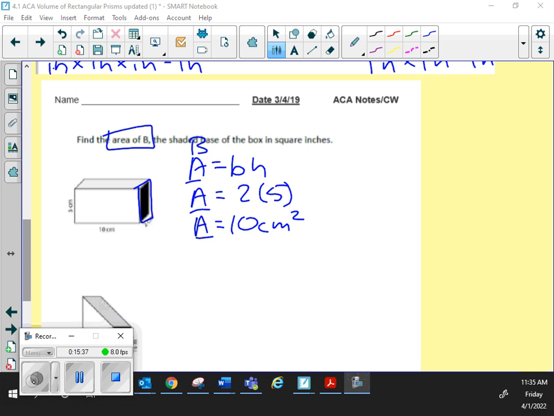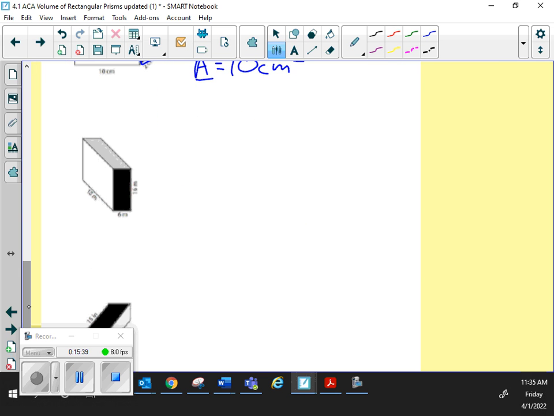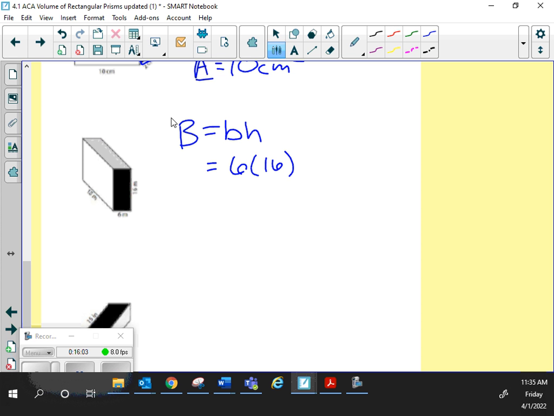All right, let's do one more. Starting with the area of the base, what kind of shape is the base? A rectangle. So B equals BH. B is the same thing as A, but we're practicing it the weird way. Substitute in: base and height are 6 and 16. When we multiply that, we get 96 meters squared.